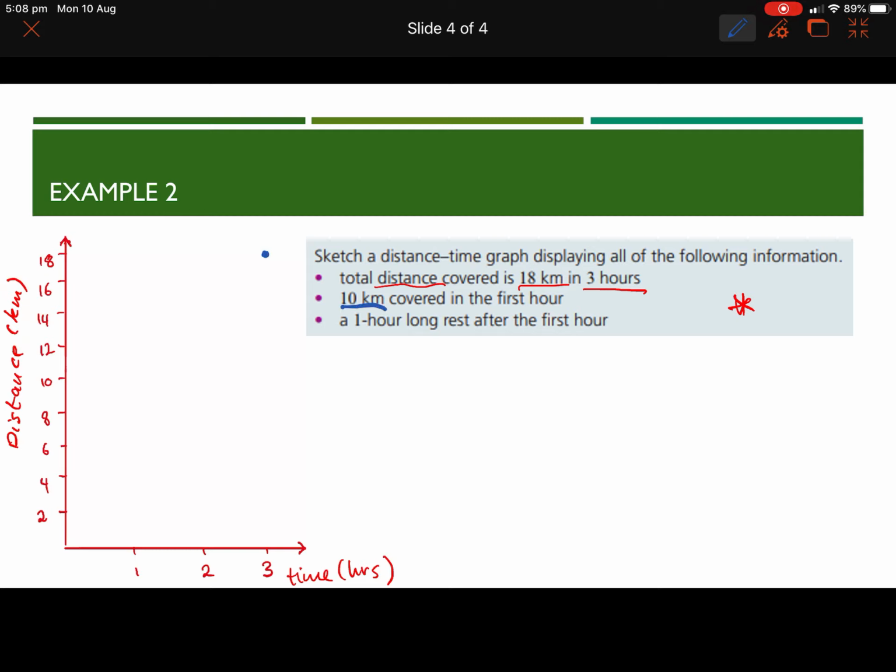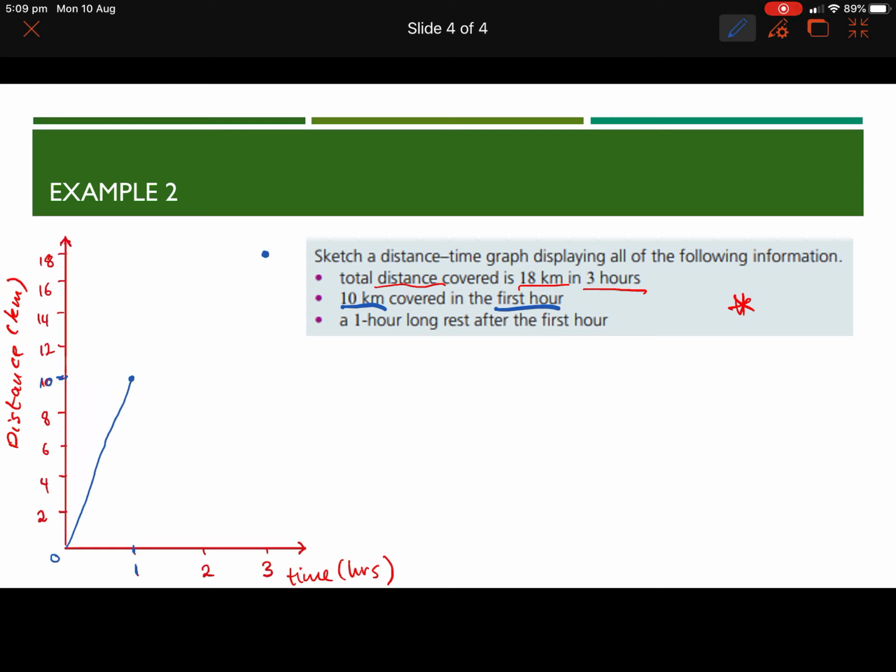Then it says 10 kilometres was covered in the first hour. So looking at our distance, we get up to 10 kilometres in the first hour. I'm going to put a point here, because that's the first hour at 10 kilometres. We start at 0, always start at 0 here, and in the first hour we go up to 10 kilometres.